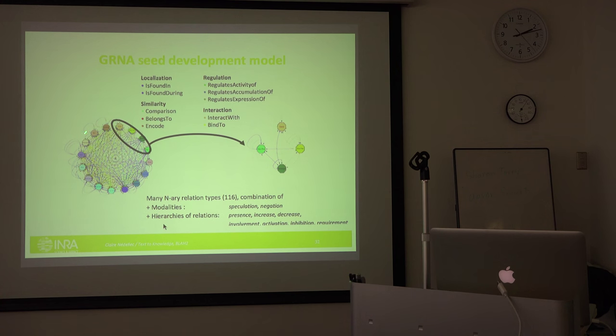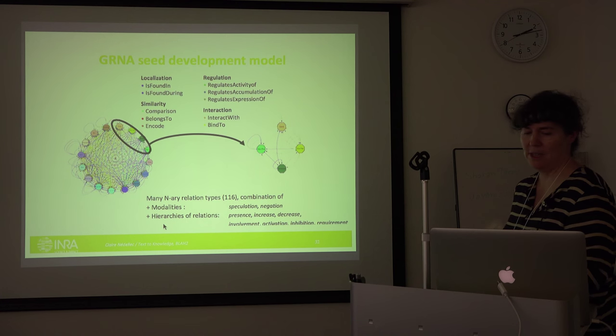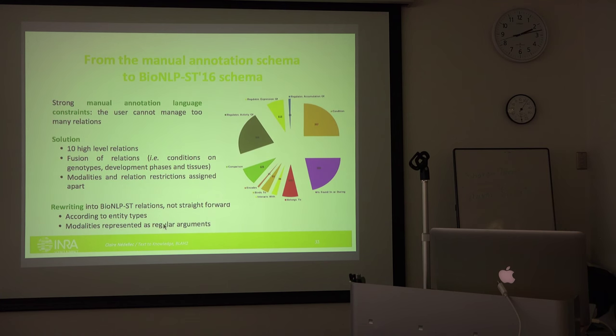And here is a representation of the relation types, only the ones which are possible. So we removed the ones which were incompatible with the types of the entities. So it's very big. For manual annotation, it was just too much, too many relations. So we had to find a way to reduce the number of relations without losing information.